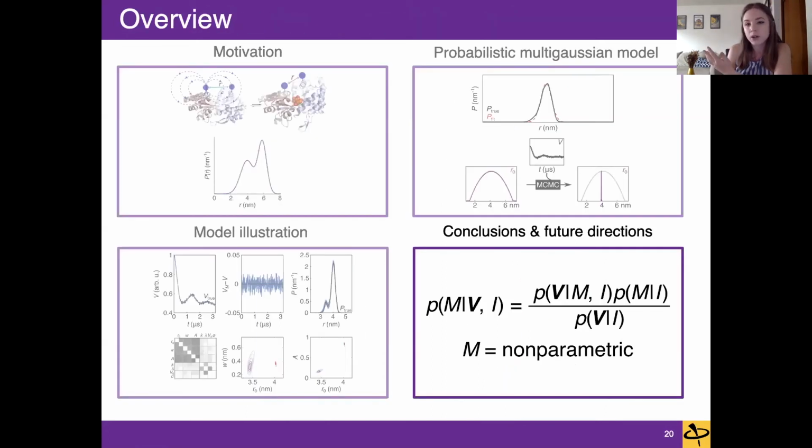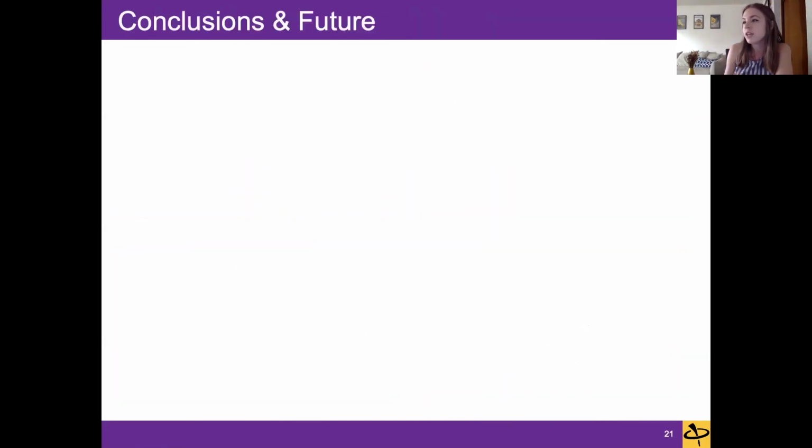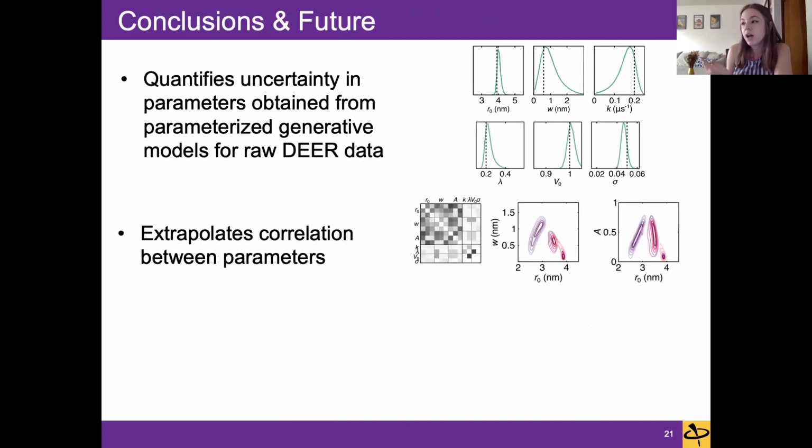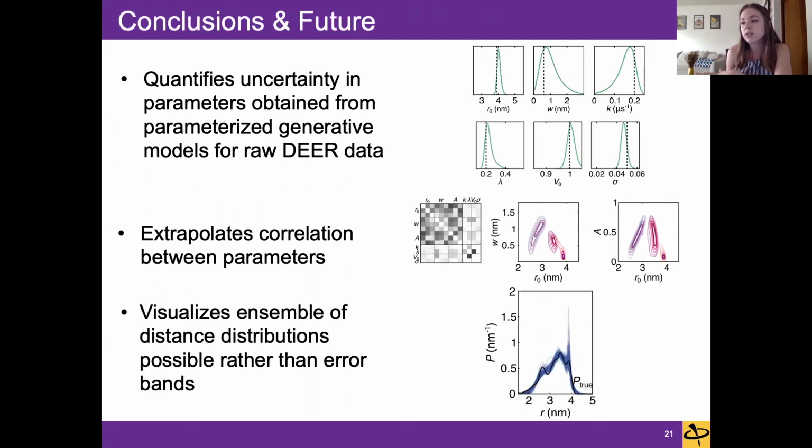So finally, what can we conclude from everything? This method really fully quantifies the uncertainty in the parameters from the raw DEER data. Beyond that, it also allows us the ability to extrapolate correlation between the parameters, and then finally visualize these ensembles of distance distributions rather than just error bands. And for the future, we'll be looking to apply this Bayesian method to non-parametric models.